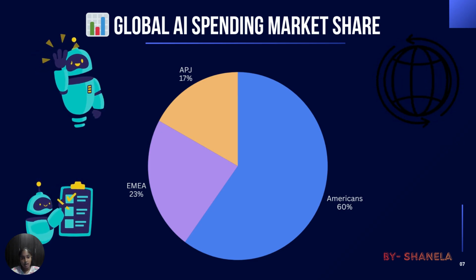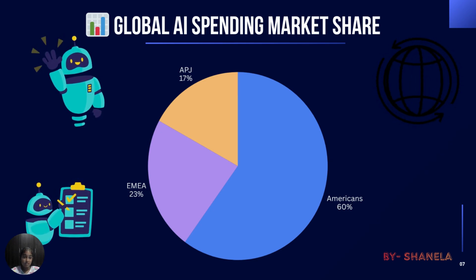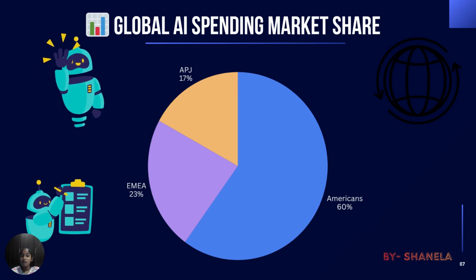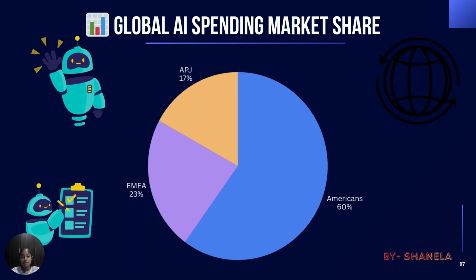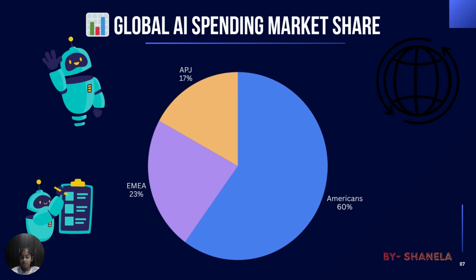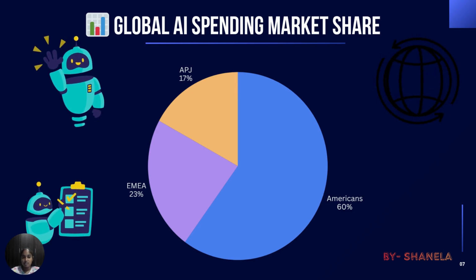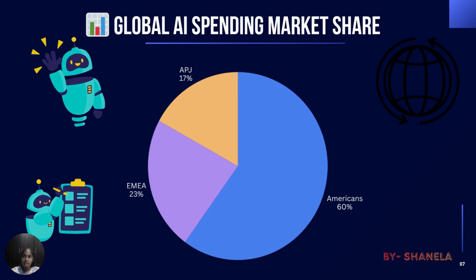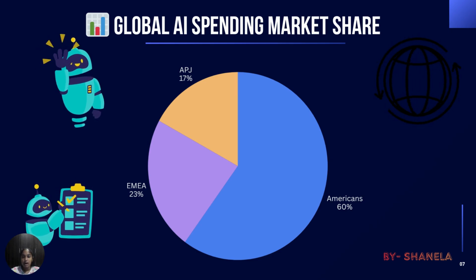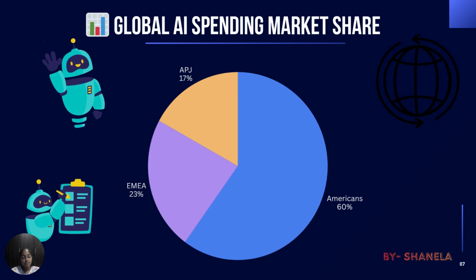Then the EMEA, Europe, Middle East, and Africa, with 23%. Europe is investing heavily in AI, especially in areas like healthcare, manufacturing, and ethical frameworks. Countries like Germany, the UK, and France lead here. The Middle East is also growing, with smart city projects in places like Dubai, while Africa is beginning to adopt AI in agriculture and fintech.